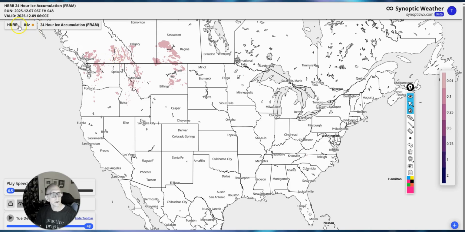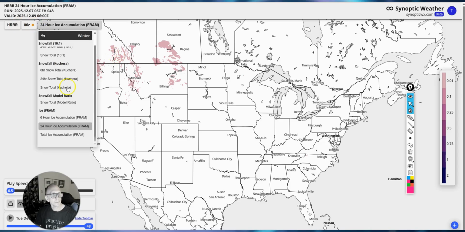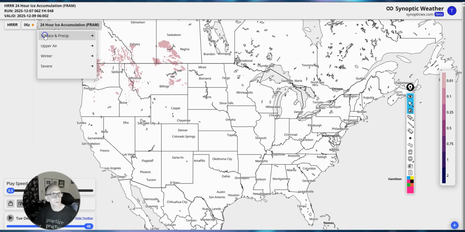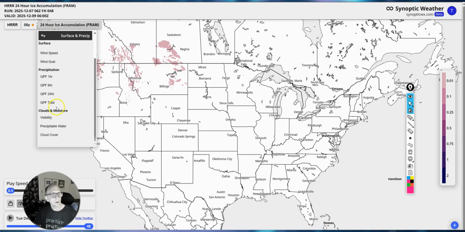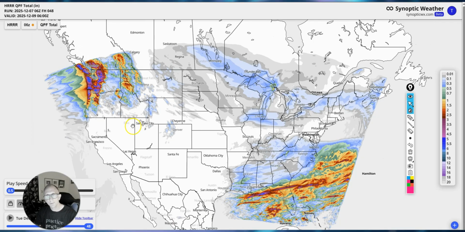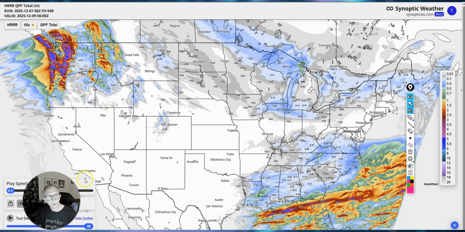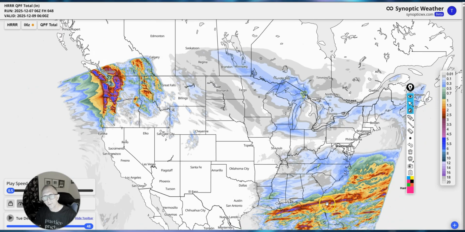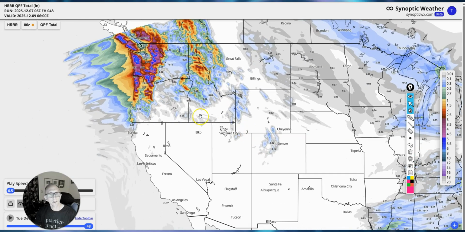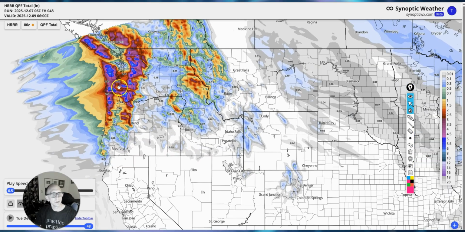So, yeah. As far as rainfall goes, let's go back. Total rainfall. This is from the HRRR, right? This is total rainfall, 48 hours. Right along the Gulf Coast in Florida, they need the rain there. Along the west coast of the U.S. here, 2, 3, 4 inches of rain here, through Tuesday.